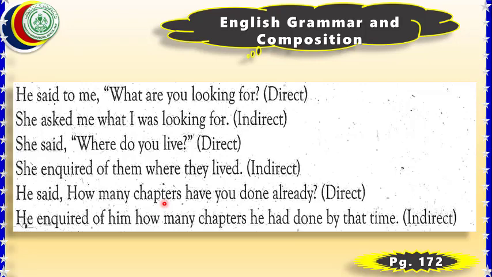He said, "How many chapters have you done already?" He inquired of him how many chapters he had done by that time. You can write "he inquired" only also, that will be correct. He inquired how many chapters he had done by that time. "He inquired of him" is correct also. How many chapters have you? This "him" is coming from this "you". He said. You can take it as first person also. He inquired of me how many chapters I had done by that time. You can change it in this way also.